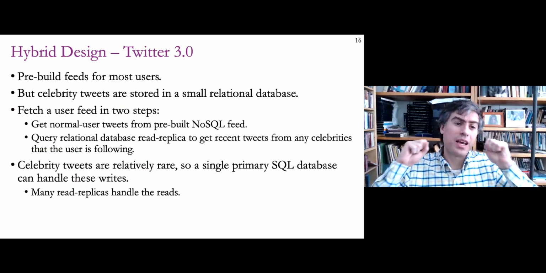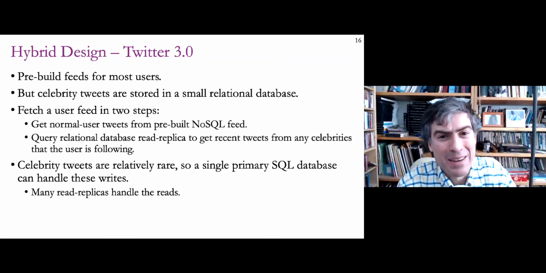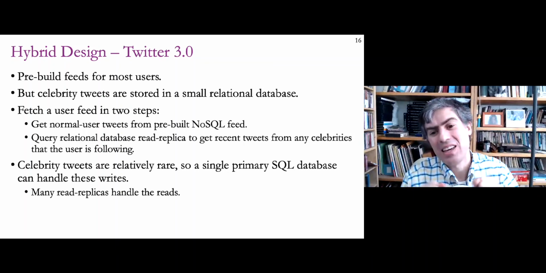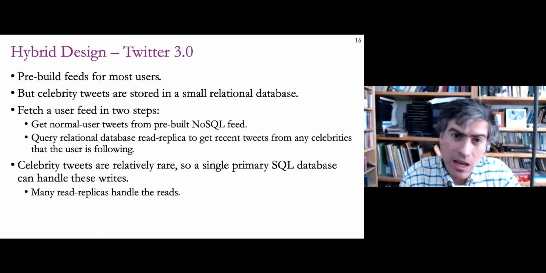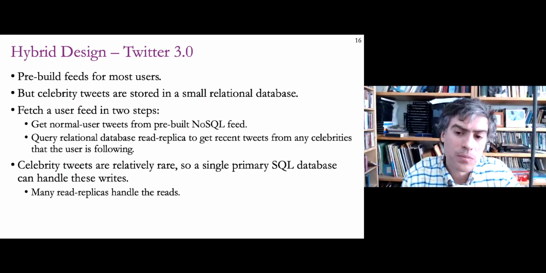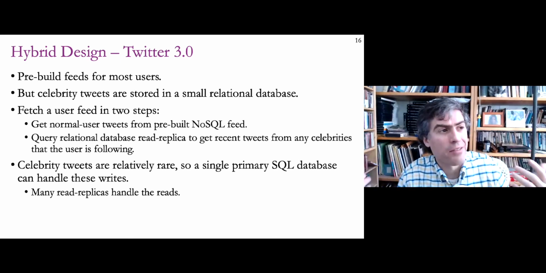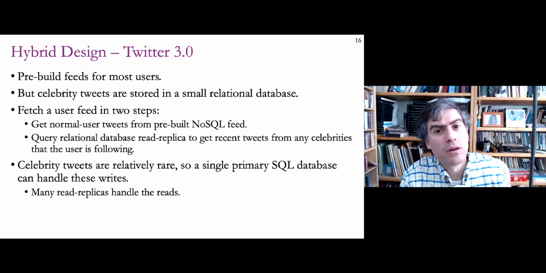The solution is a hybrid design to actually use both at the same time. The key thing is that the downsides for the scalable design, that NoSQL design with pre-built feeds, really only existed for celebrities. For everyone else, it was okay. Like when I tweet and let's say I have 100 followers, which I don't even think I do because I don't use Twitter, that's pretty fast for me. I don't have to worry about a delay there.